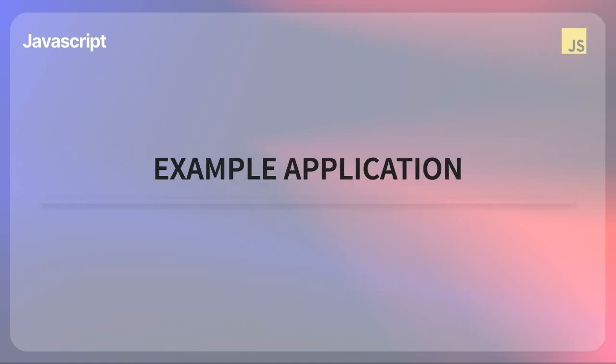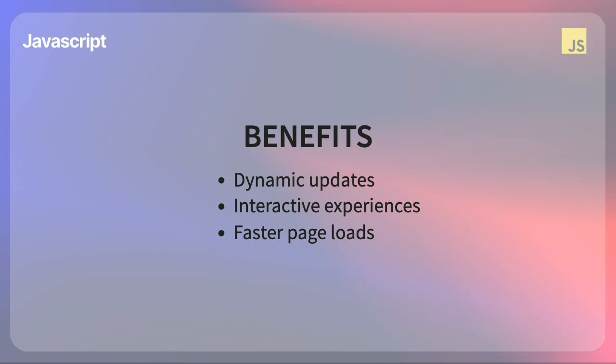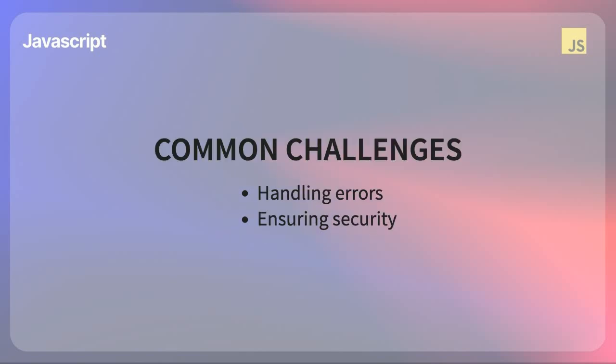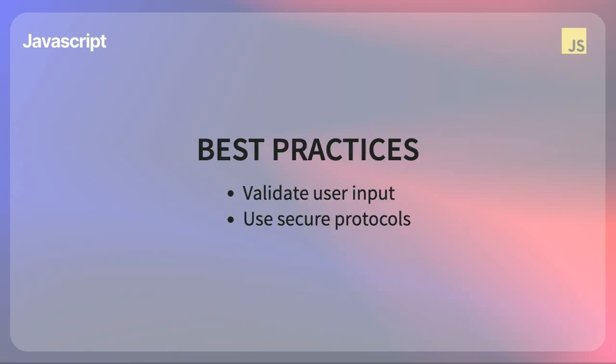In this example, we'll create a simple web application that uses JSON and AJAX to retrieve data from a server. By using JSON and AJAX, we can create dynamic, interactive web applications that provide a better user experience. When working with JSON and AJAX, we may encounter challenges such as handling errors or ensuring security. To use JSON and AJAX effectively, we should follow best practices such as validating user input and using secure protocols.